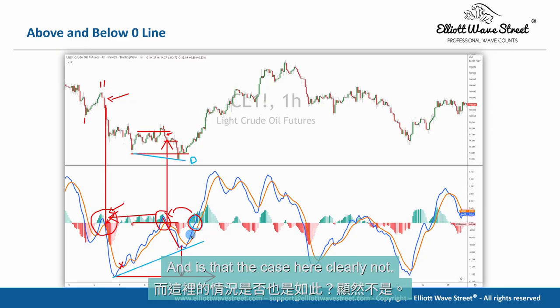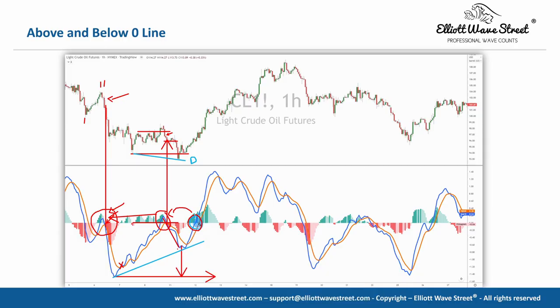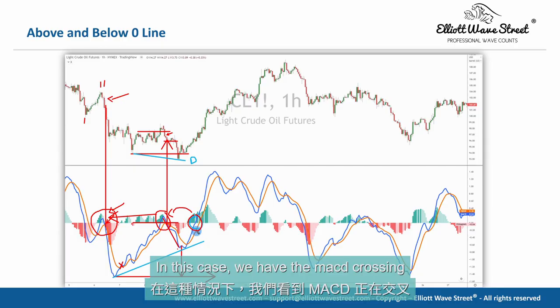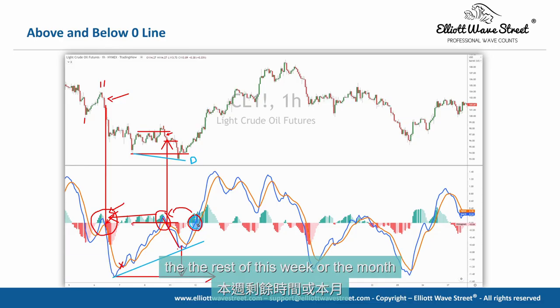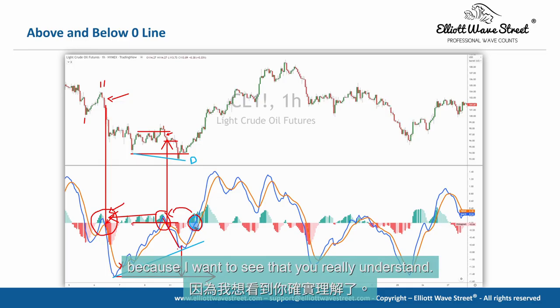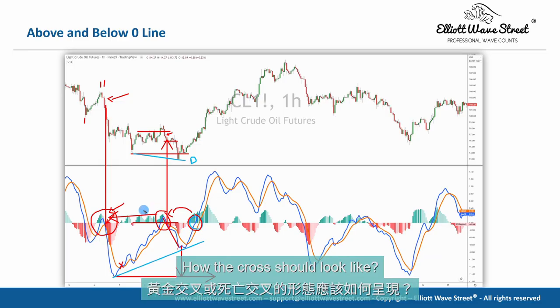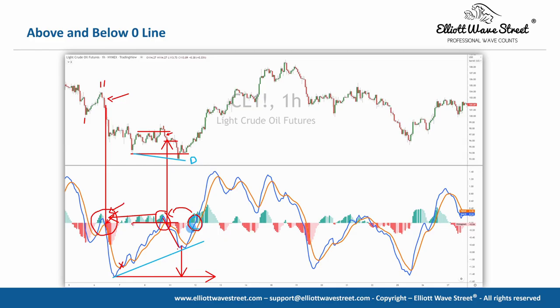Clearly not. In this case, we have the MACD crossing the zero line, and that's why I need you to do the exercise during the rest of this week or the month, because I want to see that you really understand what the cross should look like. So we can say that there are two types of crossing.